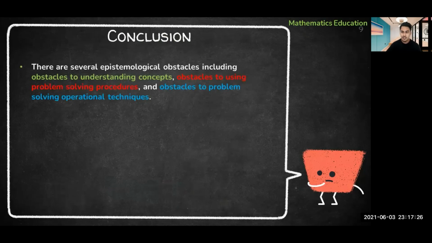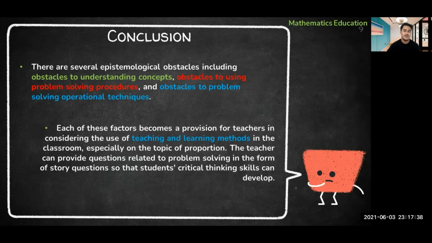Okay, the conclusion of this paper. There are several epistemological obstacles, including obstacles to understanding concepts, obstacles to using problem-solving procedures, and obstacles to problem-solving operational techniques. Each of these factors becomes a provision for teachers in considering the use of teaching and learning methods in the classroom, especially on the topic of proportion.